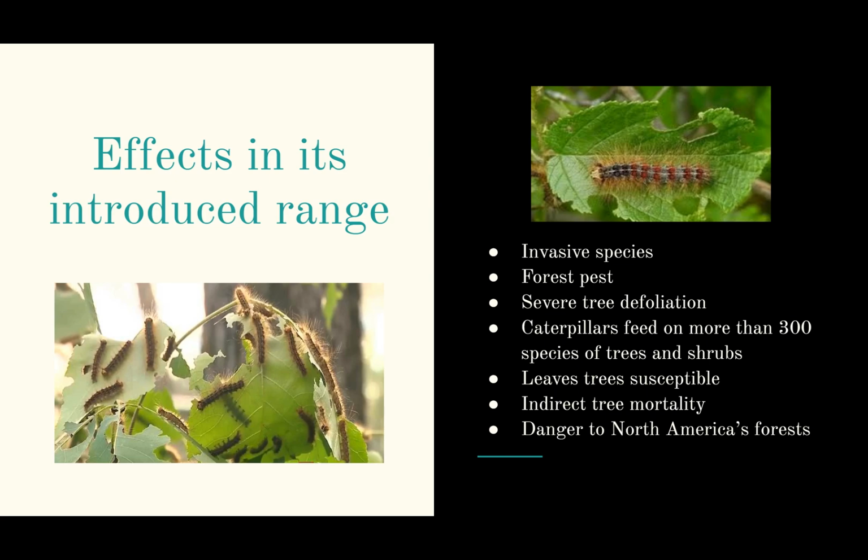The European gypsy moth is an invasive species as well as a forest pest. The caterpillars and their large appetites cause severe defoliation as they feed on more than 300 species of trees and shrubs. This severe defoliation leaves trees susceptible to other stresses such as weather extremes or human activities. This leaves trees vulnerable to diseases and other pest infestations that can eventually kill the tree. The European gypsy moth plays a major role in indirect tree mortality, causing a danger to North America's forests. This results in major environmental, social, and economic impacts.